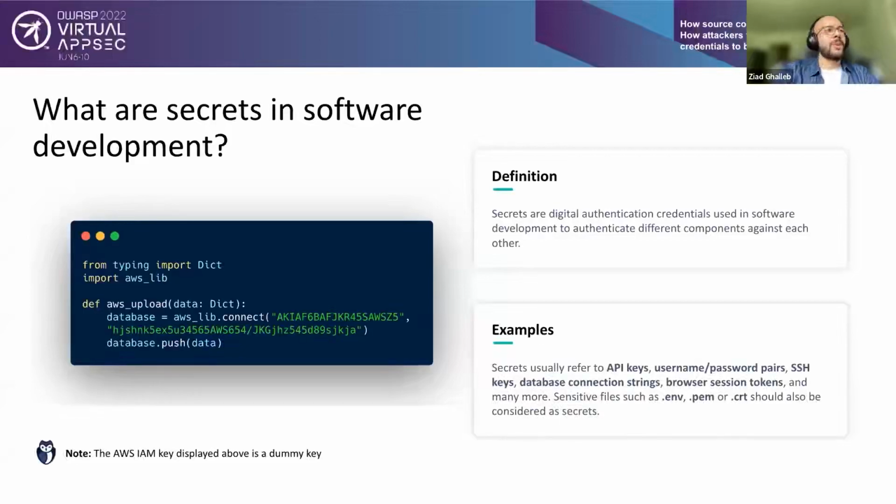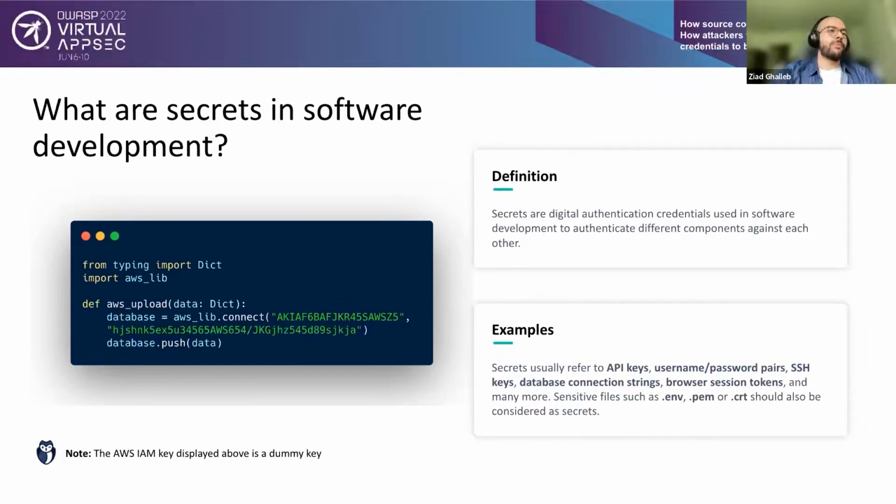First, let's define what secrets are. Secrets in software development are digital authentication credentials used to authenticate different components against each other. So here we're talking about your front end communicating with your back end, talking to your database, your back end also talking to multiple services, APIs, etc. These components need to authenticate against each other to secure the connection between them.